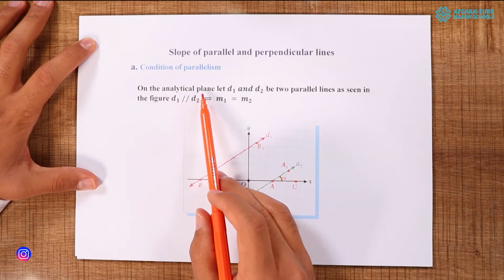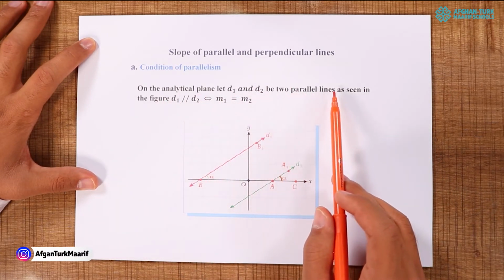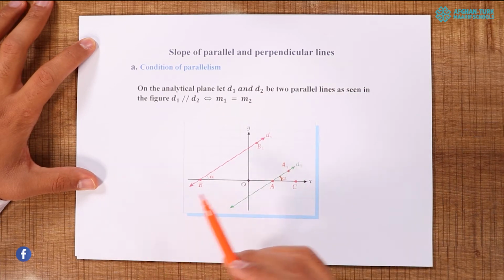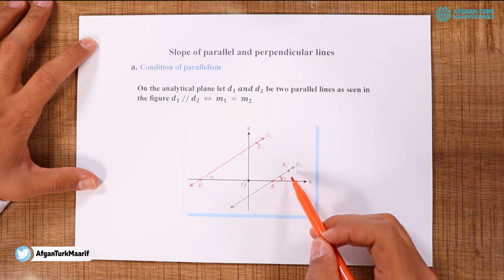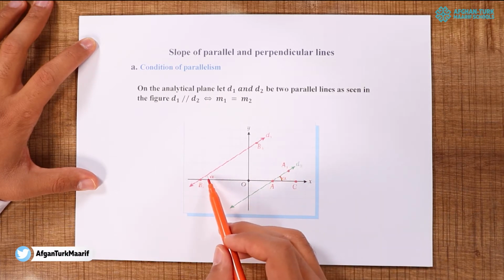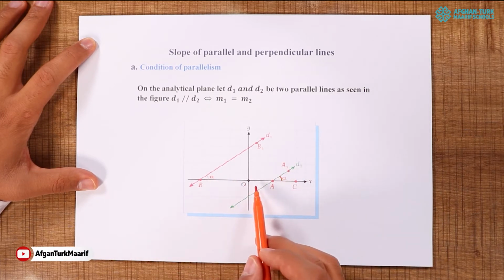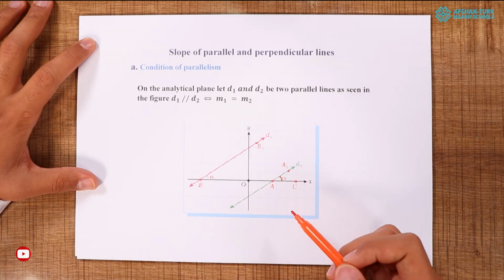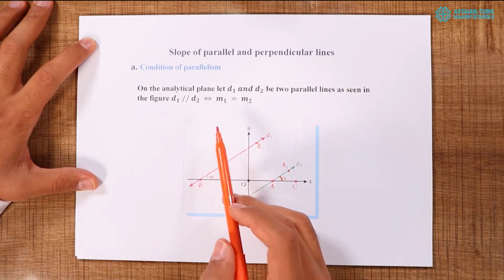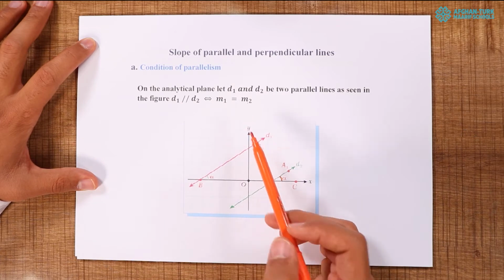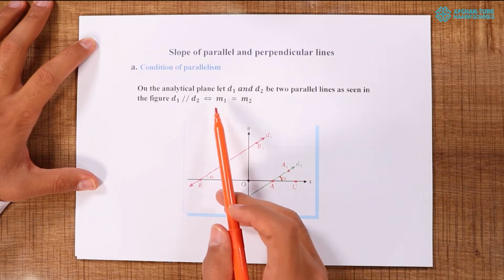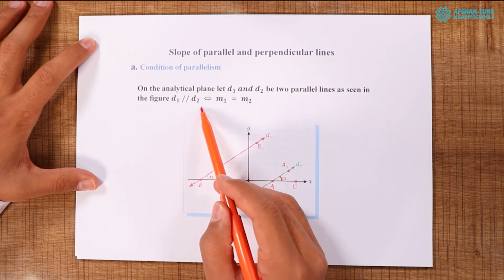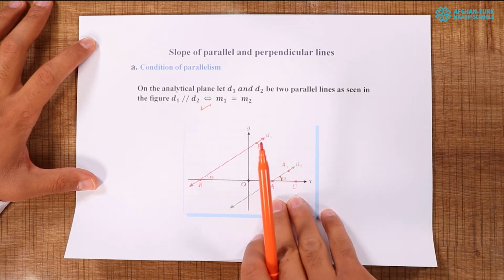On the analytical plane, let D1 and D2 be two parallel lines as seen in the figure. As you see in the figure, D1 and D2 are two lines which have same angle with x-axis, okay? They never intersect each other. So their slopes are equal. M1 is equal to M2, okay? If two lines are parallel, their slopes are equal, okay? Do not forget this relation.